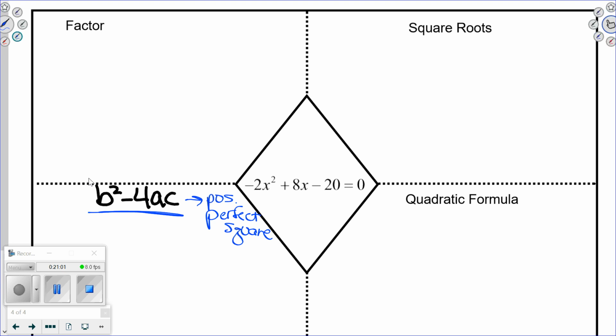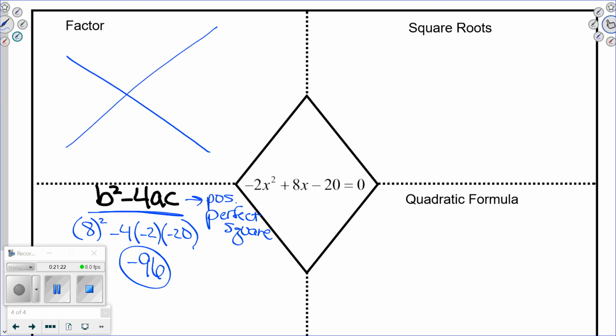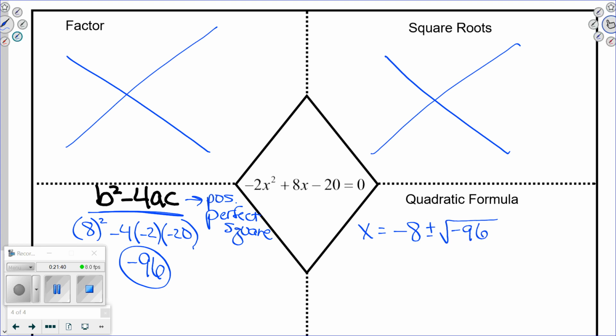All right, so my b squared, 8 squared minus 4 times negative 2 times negative 20. And what did we get for discriminant? Negative 96. Is that a positive perfect square? It's not positive or a perfect square, so that means it will not factor. Square root method? No, it's got a b term. So ta-da, everyone's favorite, the only option you have, sorry, is that quadratic formula. So x equals negative b would be negative 8 plus or minus square root, we know it is negative 96, we just checked it, over 2 times a, which is negative 2.